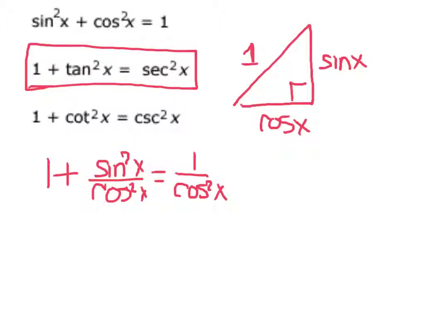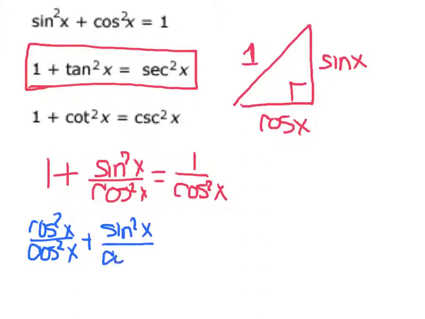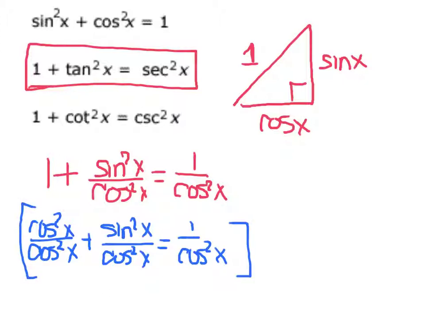I've got cosine squared on the bottom right here. So I need to get a common denominator and write this 1 as cosine squared x over cosine squared x plus sine squared x over cosine squared x equals 1 over cosine squared x. And now, since everything has cosine squared x on the bottom, I can multiply the whole thing by cosine squared x. Cancel, cancel, cancel, cancel.